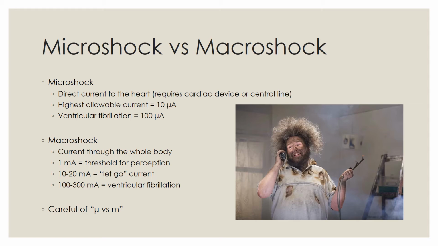That's called microshock. Macroshock is what this guy has experienced in the picture over to the right. It's current that passes through the whole body. 1 milliamp is the threshold for perception. 10 to 12 milliamps is a current that would cause you to let go of whatever was delivering the current. And then 100 to 300 milliamps could cause ventricular fibrillation. So the big key here is to be careful of microamps versus milliamps, which was what I saw on the question on the practice test.